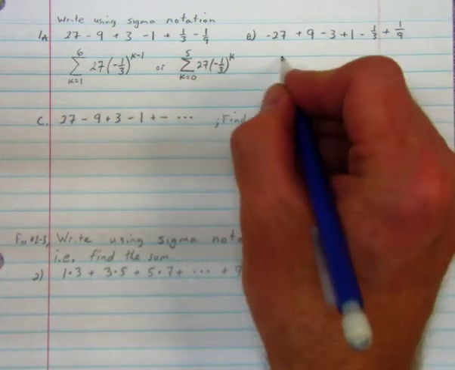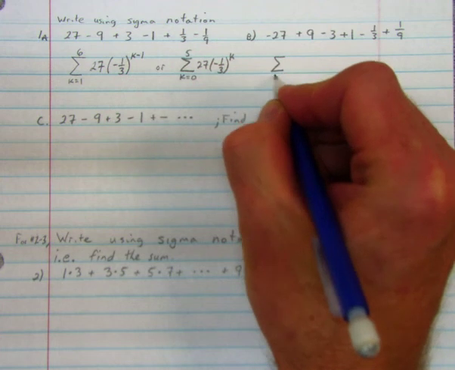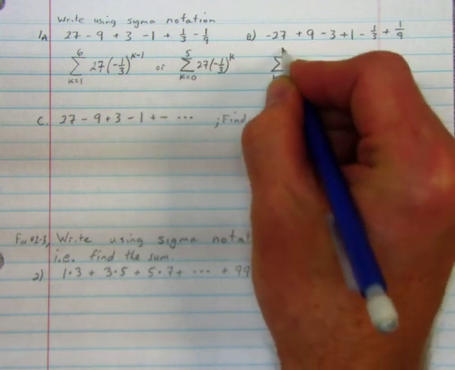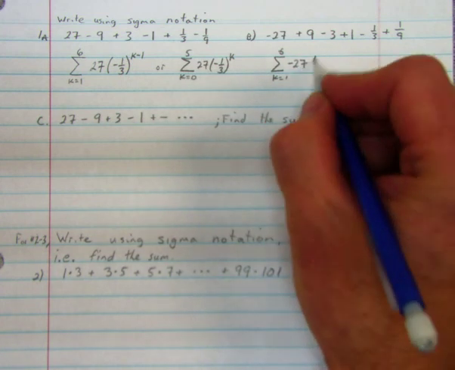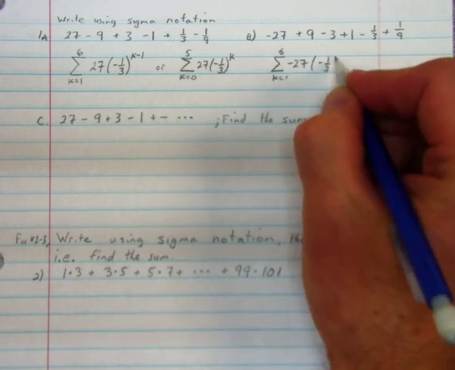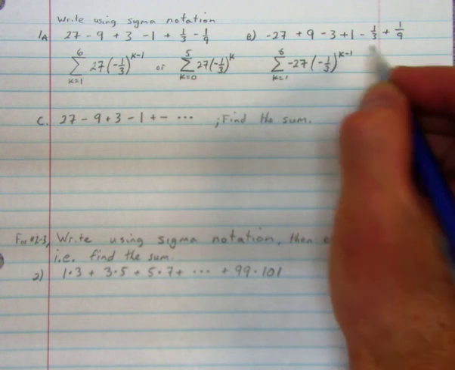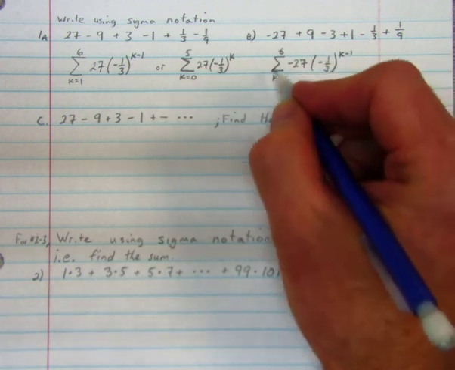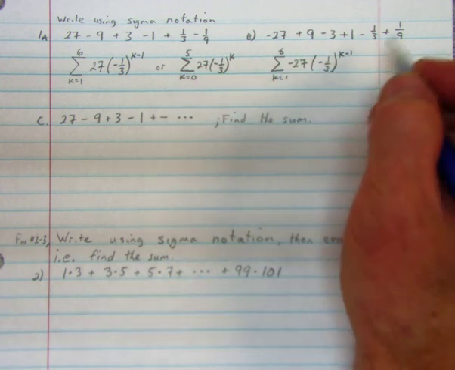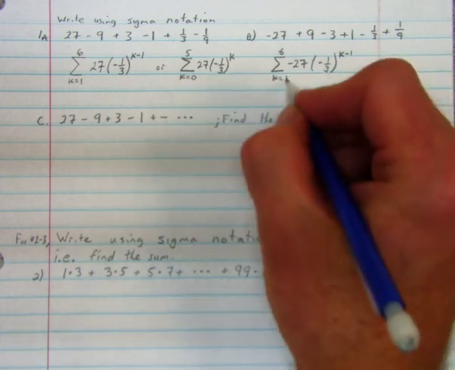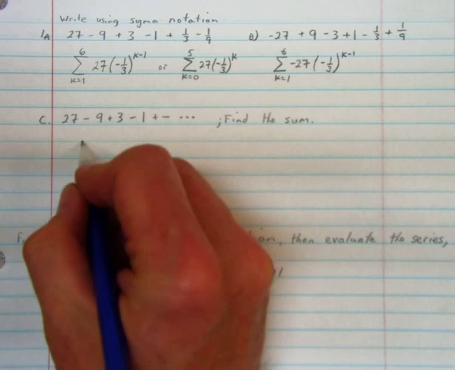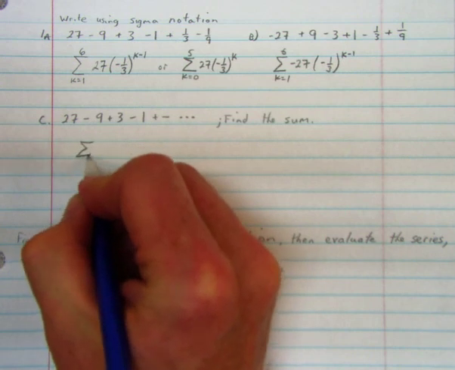For the next one, it's almost identical. So we'll have 1 to 6. The only difference now is we'll have -27 to start with. Note there are other ways you could write this one as well. We could take out the negative altogether and put a power on that, but it's just simplest to stay consistent with what we've done.